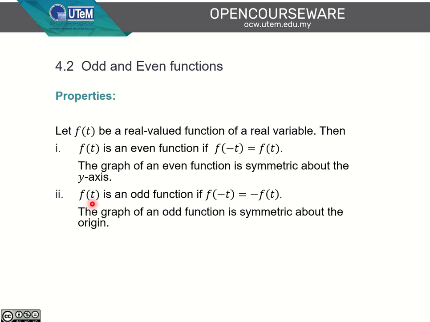So how can we determine the function is an odd function? It has the property f(-t) equals -f(t). It means that when you substitute t by -t, the resulting f(-t) equals -f(t). The second property says that the graph of an odd function is symmetric about the origin.